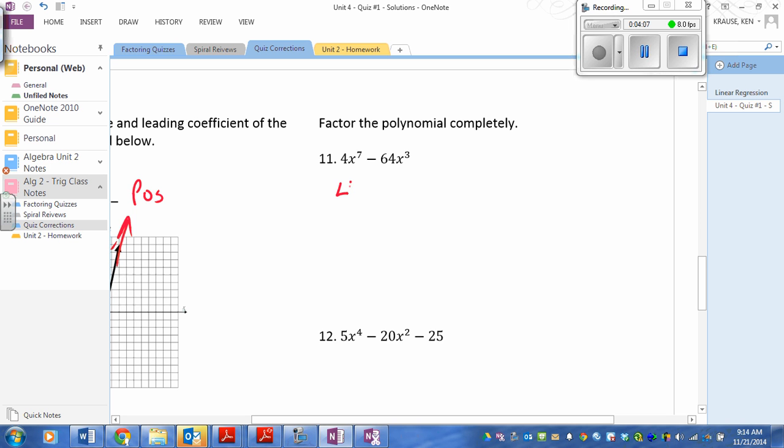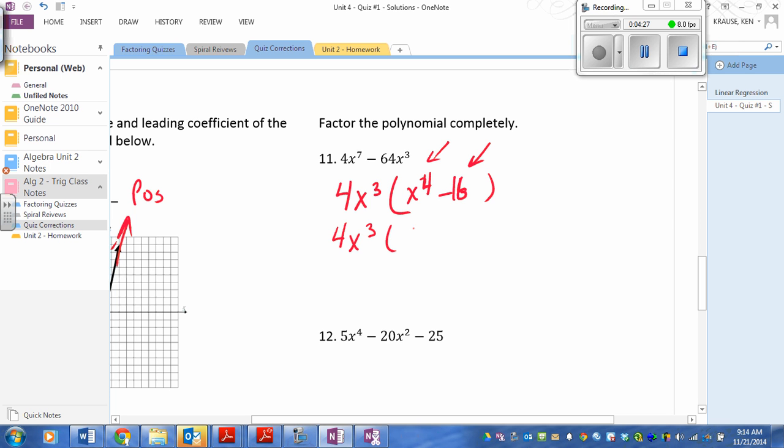First thing I'm going to look for is a GCF, in this case 4x cubed. When I take 4x cubed out, I'm left with x squared minus 16. And I know I just wrote that down wrong. Let me fix that. x to the 4th minus 16. Well, this is a perfect square, and so is this. So this is, again, the difference of perfect squares.